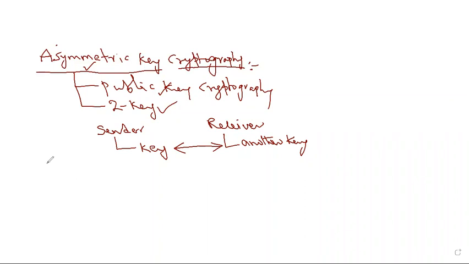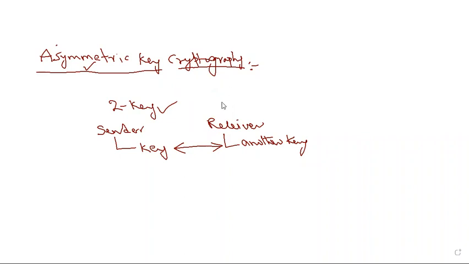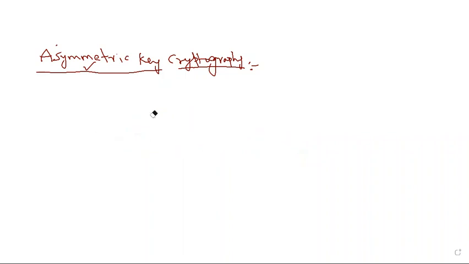Then I'll explain the essential steps for this particular cryptography. There are some important steps that every participant has to follow in this public key cryptographic environment. I'll explain those essential steps required for asymmetric key cryptography. Four important steps are there.